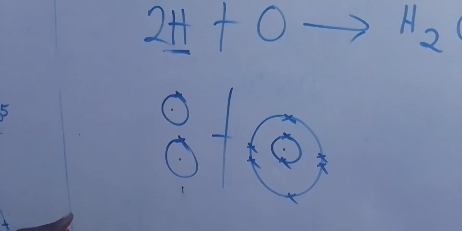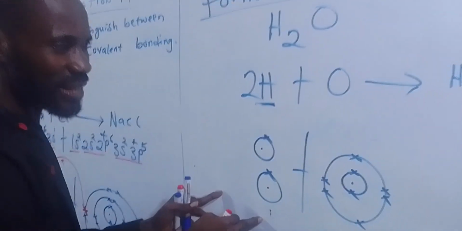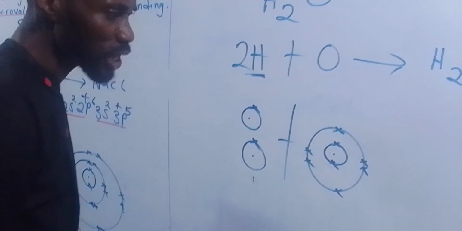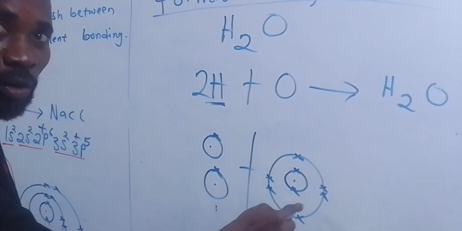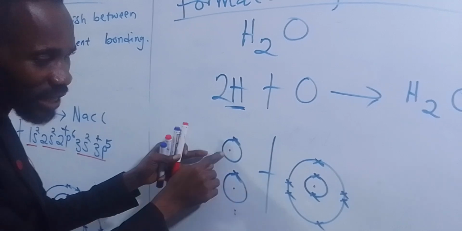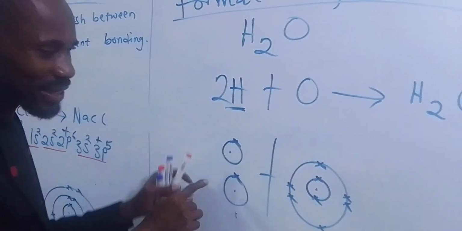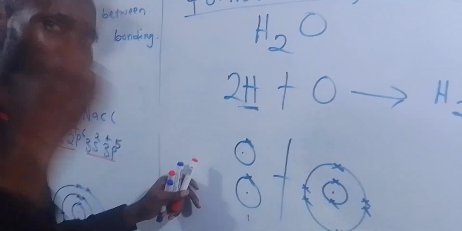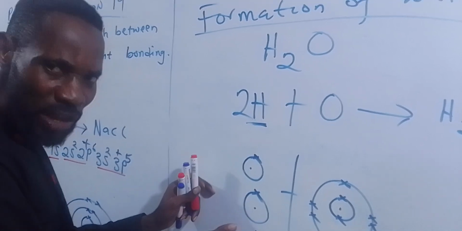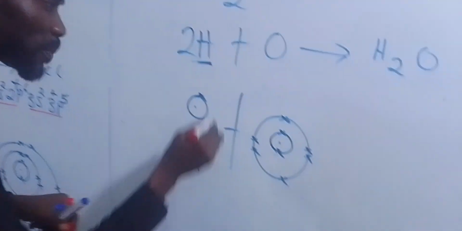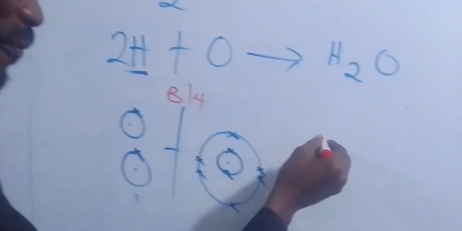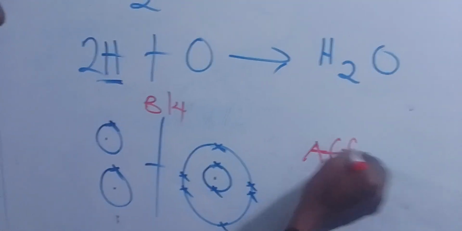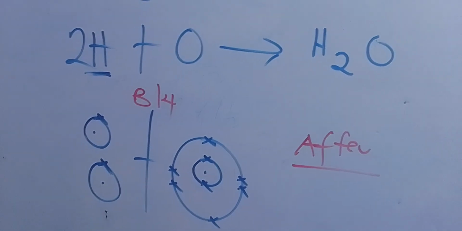Now, during the reaction, the oxygen atom needs 2 electrons to make its shell complete, while each of the hydrogen atoms needs 1 to complete theirs, since it's the first shell and the first shell can carry only 2 electrons. So in the reaction, this is what happened. This is before the combination. Now, after the combination, they come to form something like this.